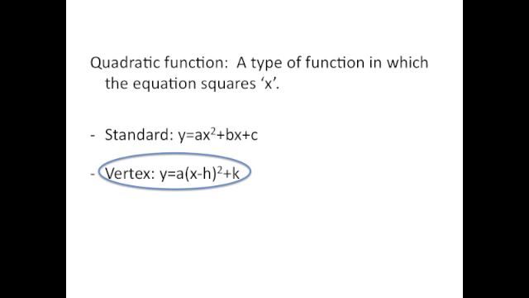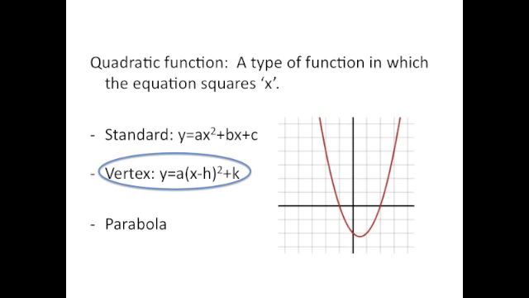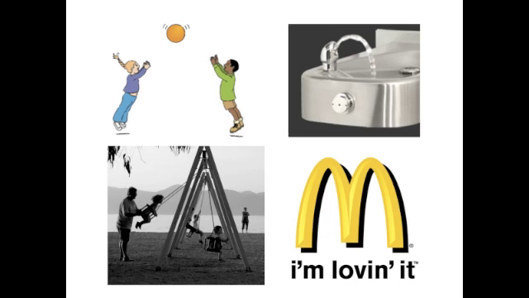k. Because x is squared in the equation, when the equation is graphed, it makes a U shape. This is called a parabola, as you can see here. Parabolas are often found in everyday life. For example, in this first picture of two kids throwing a ball back and forth, the path the ball makes between them is a parabola. So is the path the water creates from a drinking fountain, as well as the path of a child being pushed on a swing. Also, the famous McDonald's logo contains two parabolas as well.